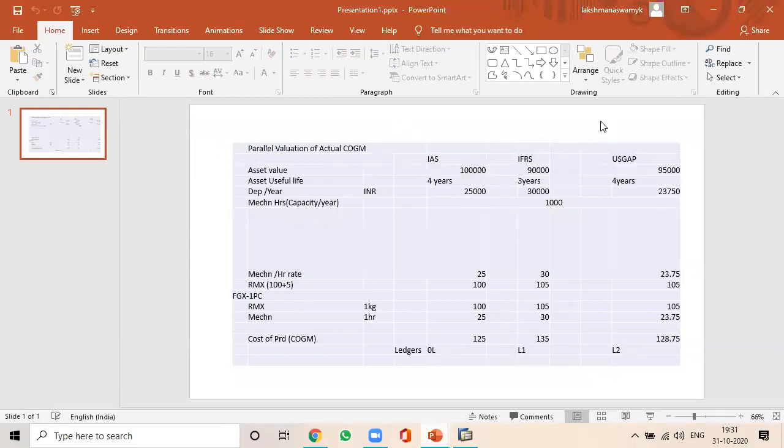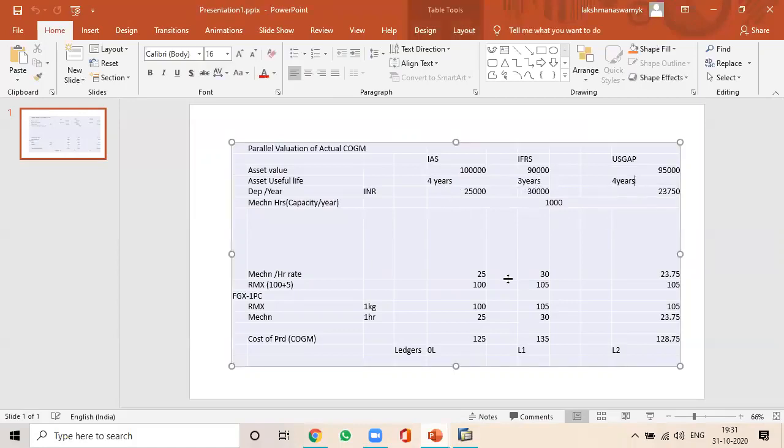But according to IFRS, you have to eliminate the gain that has occurred because of reductions in the foreign currency rates. So let us say that foreign currency gain is 10,000 rupees. So the 10,000 rupees is to be eliminated from the acquisition cost. So 90,000. Then US GAAP 95,000. So these are the different valuations of the same fixed asset in the different accounting principles. Then useful life is 4 years according to IAS, IFRS 3 years, US GAAP 4 years, right?